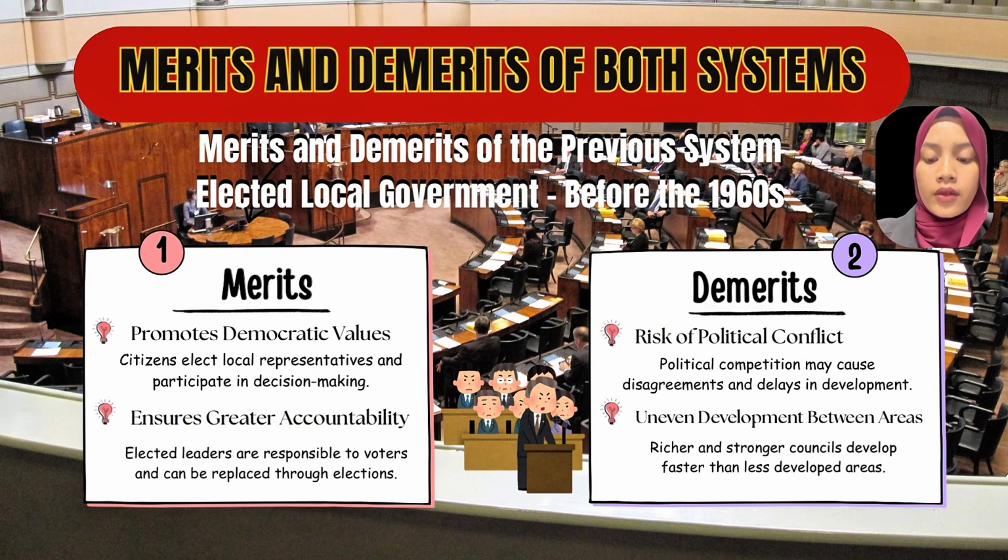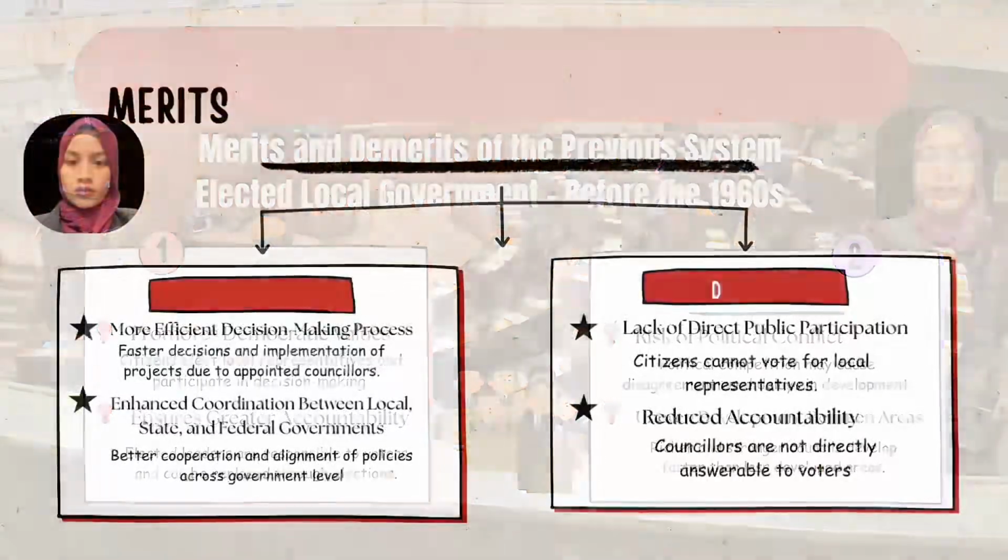So the second demerit was uneven development between different areas. While local councils with more resources had the ability to develop faster, less developed areas often lagged behind, creating inequality in infrastructure and public services. For instance, larger cities such as Kuala Lumpur and Johor generally had a strong financial capacity to provide better public amenities, while many rural local authorities had difficulty in delivering a similar standard of service.